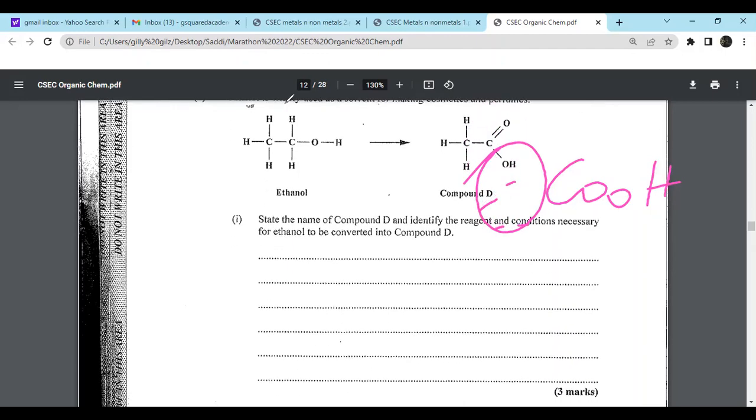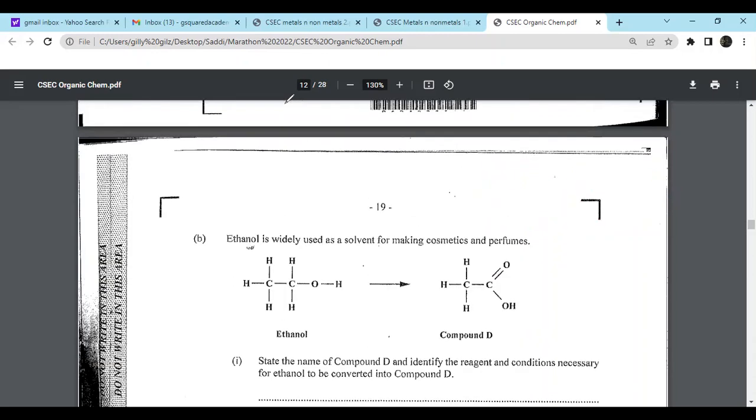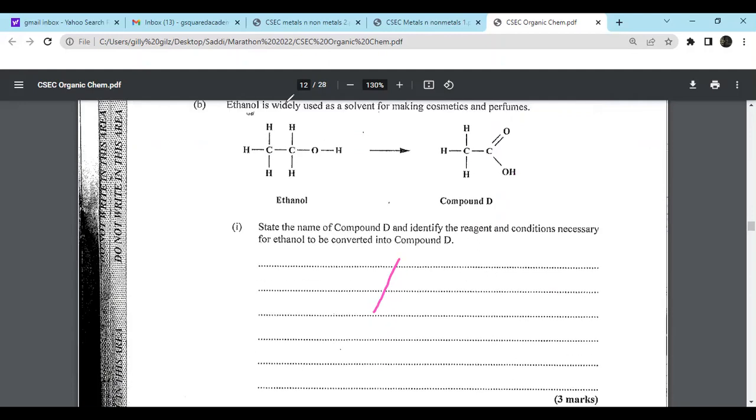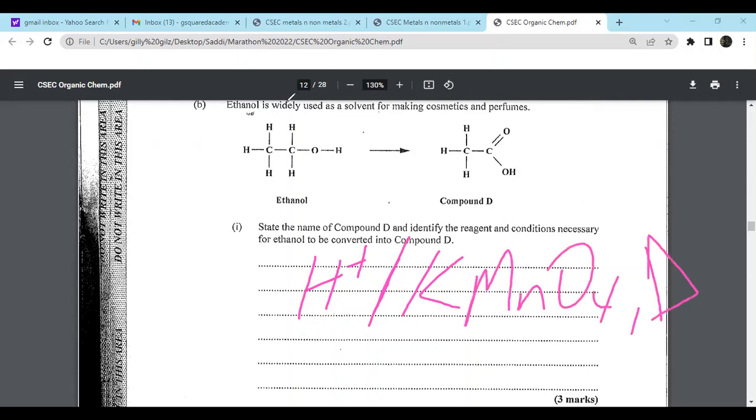We would use acidified potassium permanganate, right? Good. Acidified potassium permanganate, and we would heat it. Triangle means heat. Now, when you heat the ethanol, what's going to happen first is that the ethanol right here is going to be converted to an aldehyde. And then when you add more acidified potassium permanganate, it's going to be converted to the acid.